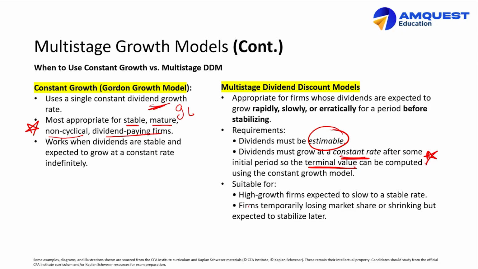It is suitable for which kind of firms? So this is again important. It is suitable for high growth firms expected to slow to a stable rate, and for firms temporarily losing market share or shrinking, but expected to stabilize later. So three important points from this slide. Any questions? No, sir. Okay.